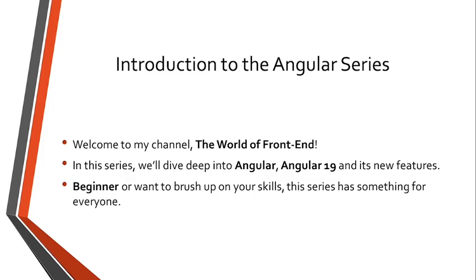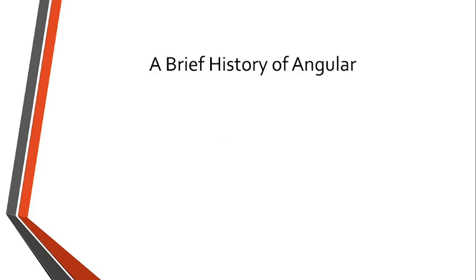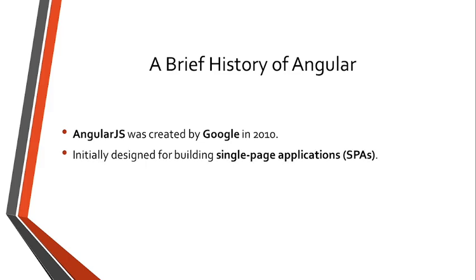Before we get into the coding, let's take a moment to understand what Angular is all about, where it came from, and why it's become such a favorite among developers. Angular history. Angular, originally known as AngularJS, was created by Google back in 2010. At the time, it was designed as a powerful solution to help developers build dynamic single-page applications, SPAs, with minimal effort. As the web evolved, so did Angular.